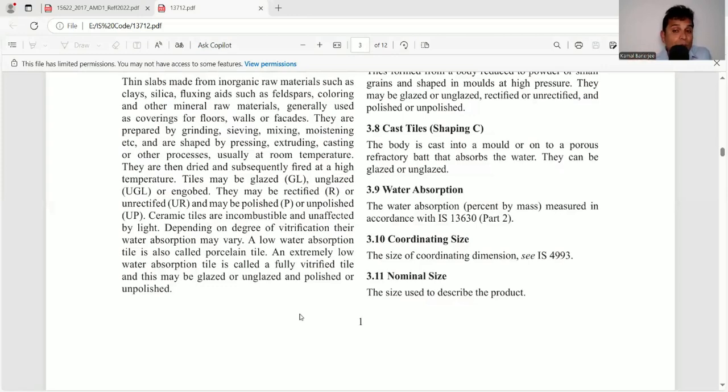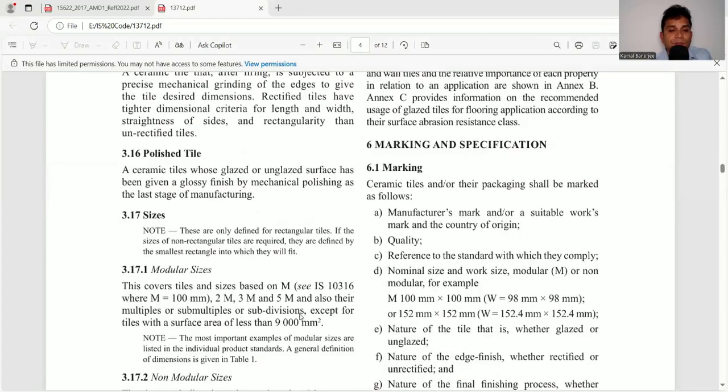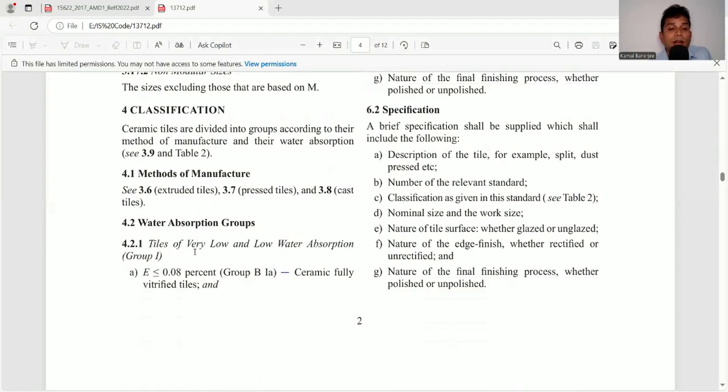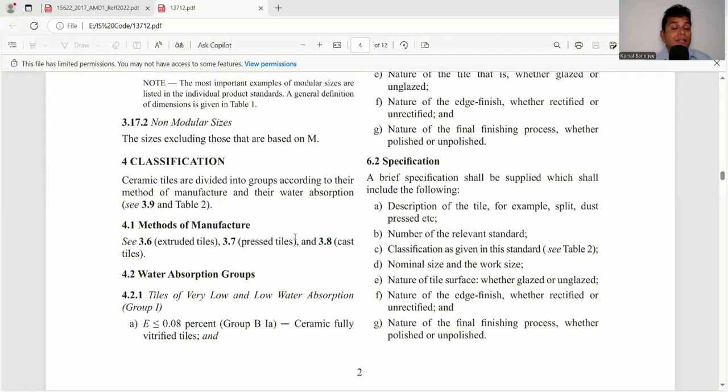Now what is the range at which we can call a tile a vitrified tile? Come here in this classification. Here in clause 4.2.1, tiles of very low and low water absorption, group 1A. If the water absorption is less than 0.08%, it is called ceramic fully vitrified tiles. The range of the water absorption is very nominal, that is 0.08%. So if the tile belongs to this category, it is a fully vitrified tile.